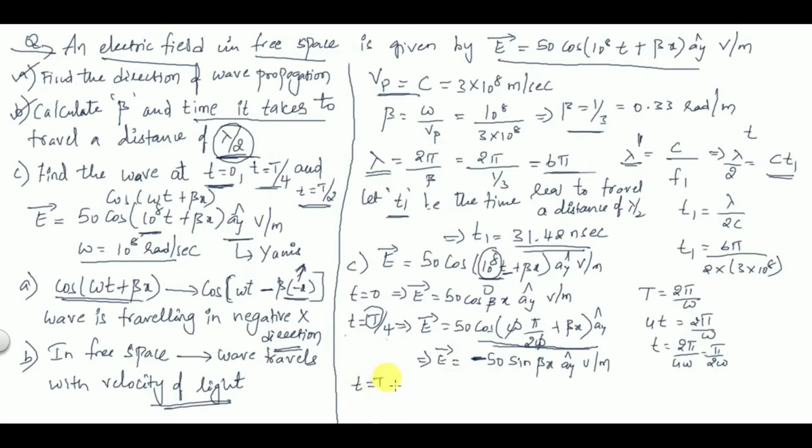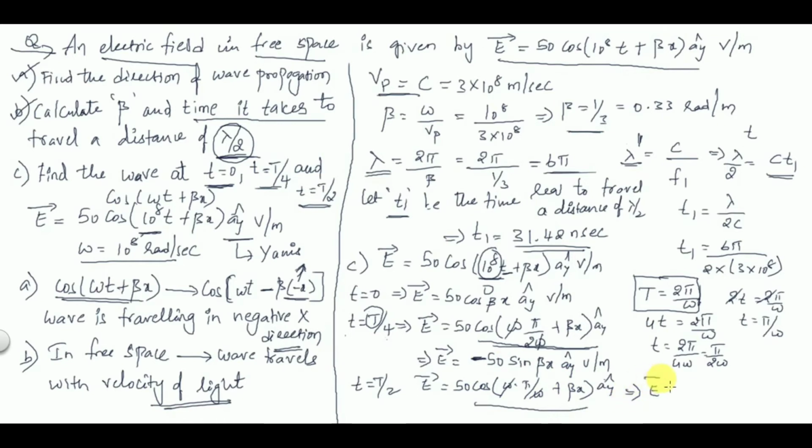Okay, similarly at t is equal to T by 2, right? So when t is equal to T by 2, what will happen? When you substitute in this equation, capital T now becomes 2t. So 2t is equal to 2 pi by omega. So 2 gets cancelled, t is equal to pi by omega. So what will be E bar? E bar is equal to 50 cos of (omega into pi by omega plus beta x) ay cap. So omega and omega get cancelled off, and you'll get cos of 180 plus theta. Cos of 180 plus theta is minus cos theta, so E bar will be minus 50 cos of beta x.